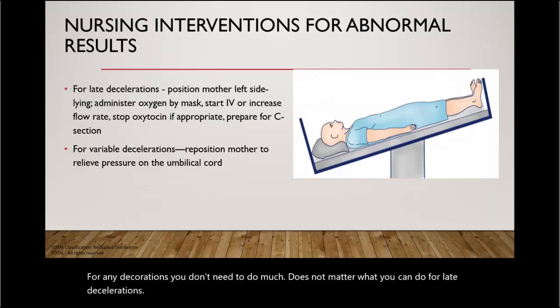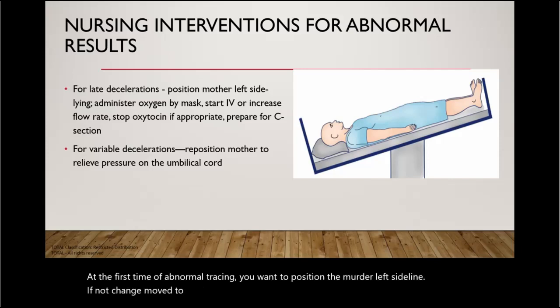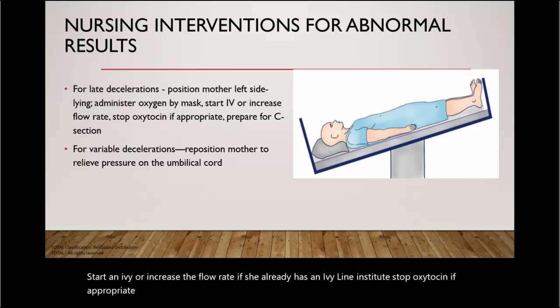at the first sign of abnormal tracing, you want to position the mother left side lying. If no change, move to the other side. Again, you want to put her in Trendelenburg or knee-chest position. Administer oxygen by mask. Start an IV or increase the flow rate if she already has an IV line in situ. Stop oxytocin if appropriate, and prepare for C-section.